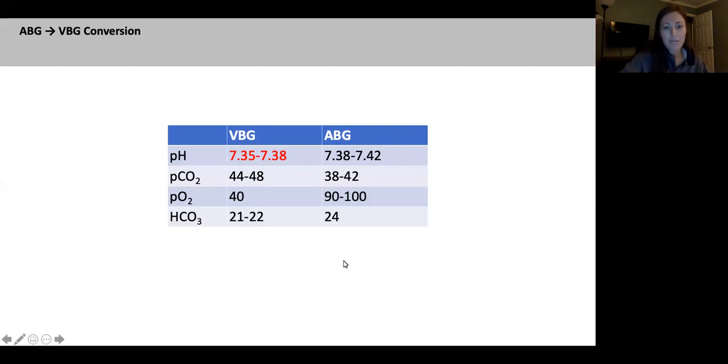And then PCO2s are a little bit higher, which again makes sense, more on the acidotic side, and you've collected CO2 as metabolic byproducts. So 44 to 48 is generally what you see for VBGs. And then oxygen sat significantly lower, obviously, because oxygen's been used. So the PCO2 is more like 40 on an ABG. And then for bicarb, 21 to 22 on a VBG versus 24 on an ABG, which again makes sense, more on the acidotic side. So as a quick rule, it's easy to just think, oh, it's more acidotic, and we'll drop a couple points. But here are the numerical conversions for reference.